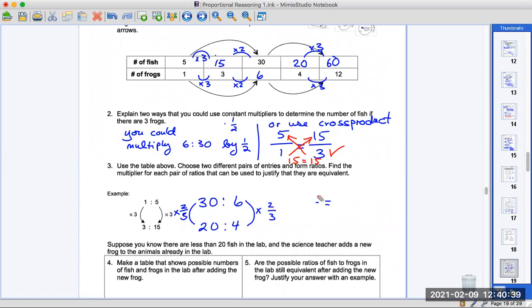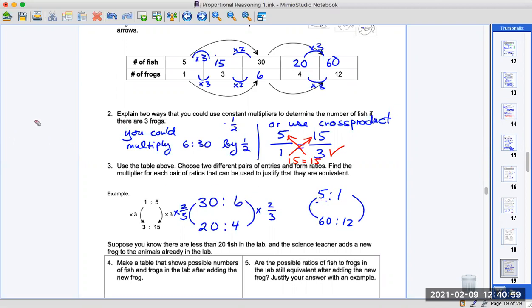Oh, I need to do it differently. We're going to write it like that. 5 to 1. Like that. 60 to 12. 60 to 12. Times 12. So what's our multiplier here, guys? 12. How do you figure that? How do you figure 12?